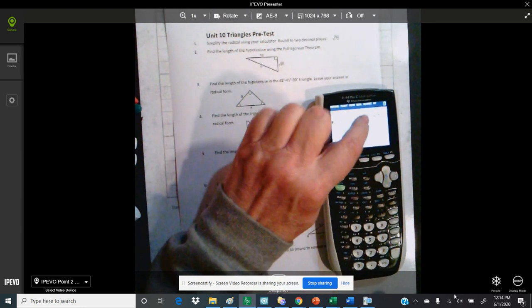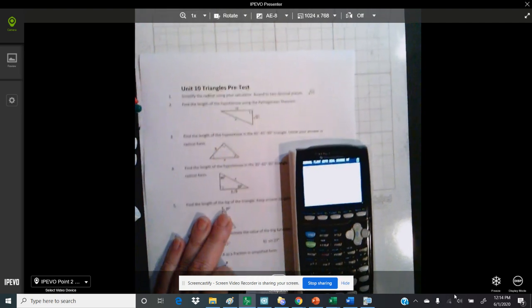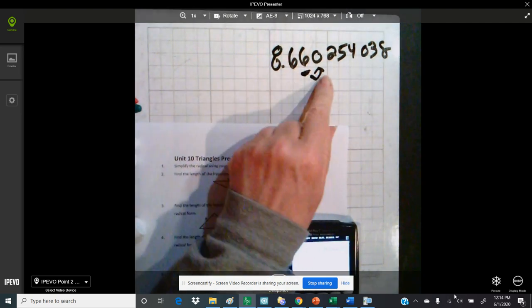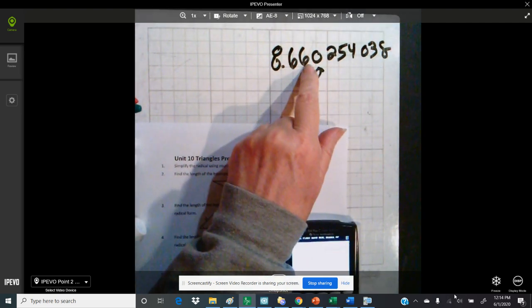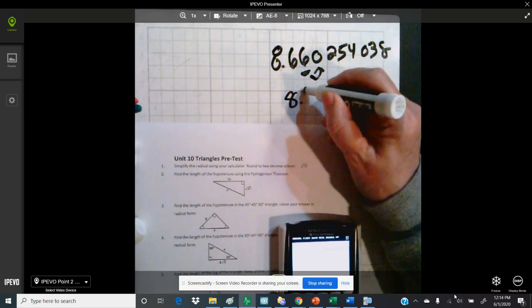So this is 8.660. I'm going to write that down. 8.660254038. This is the decimal place I want to round to, so this is the number I'm going to look at. Whoops, you can't see that. So if this is 4 or less, I'm going to keep it 6, so this would just be 8.66.